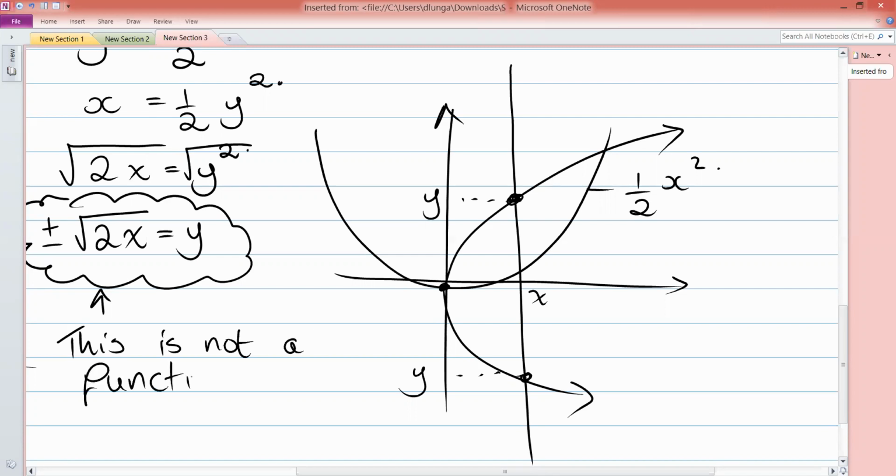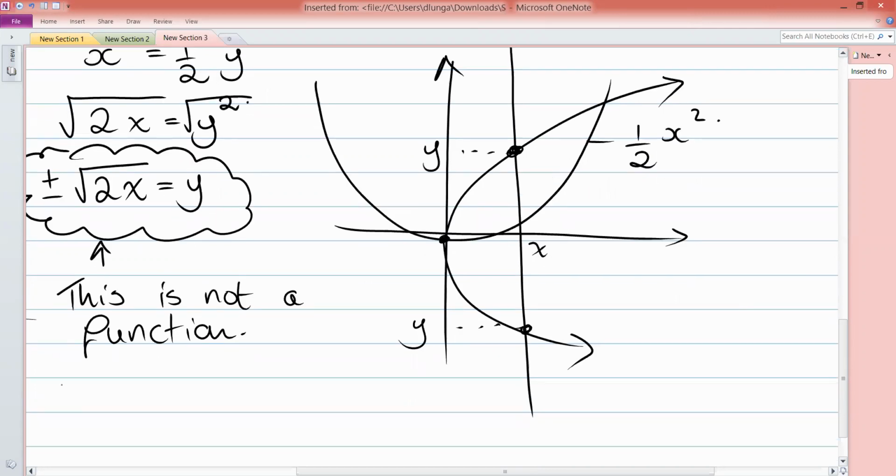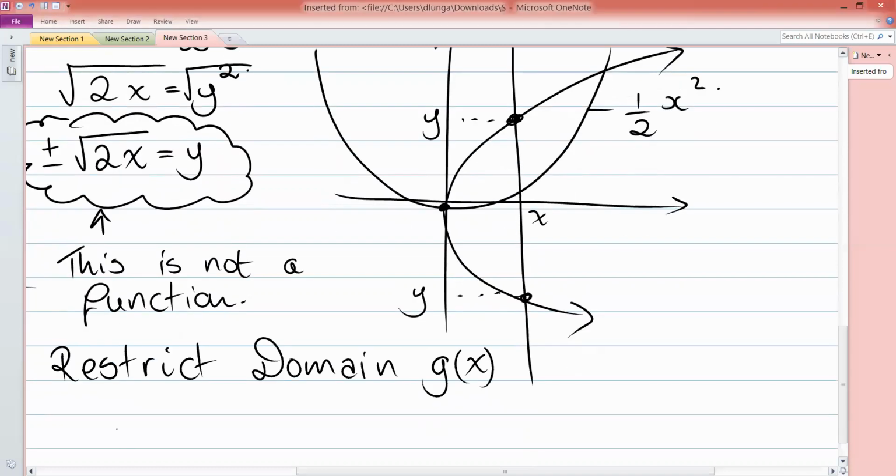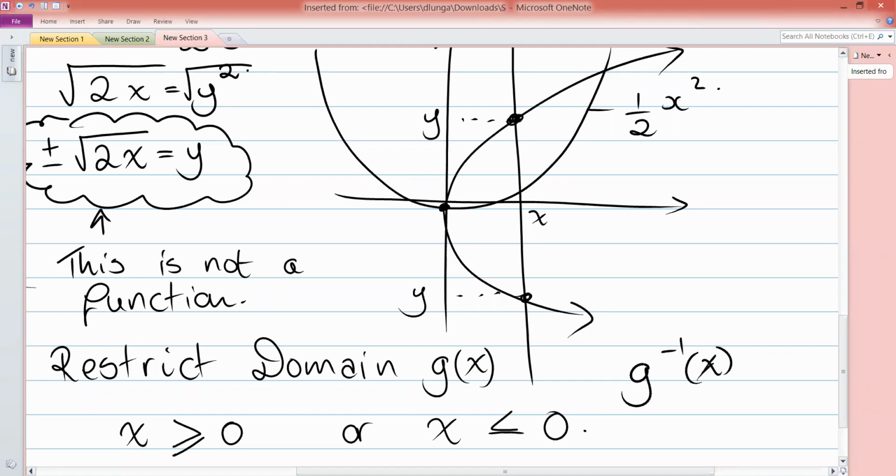What can I do to make it into a function? Add a restriction, yeah. So we're going to restrict the domain of g of x. You either say x is greater than or equal to 0, or x is less than or equal to 0. So those are your two options. You can restrict the domain of g of x so that the inverse, g inverse x, is a function.